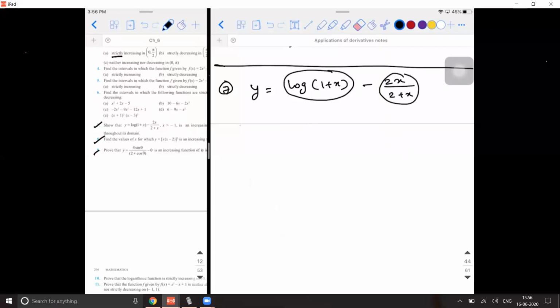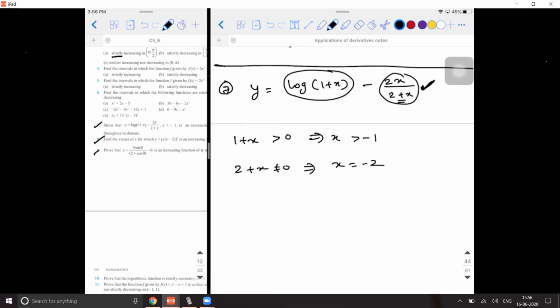Listen. I told you when you check for x, 1 plus x should be greater than 0, which means x should be greater than minus 1. When will this function be defined? This function will be defined only when the denominator is not equal to 0. 2 plus x should not be equal to 0. Right? This is a rational function, so p of x by q of x is defined only when q of x is not equal to 0, which means x should not be equal to minus 2.